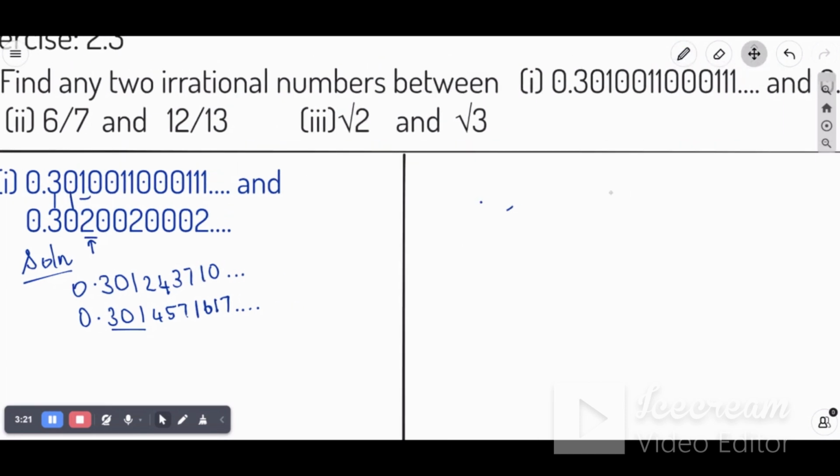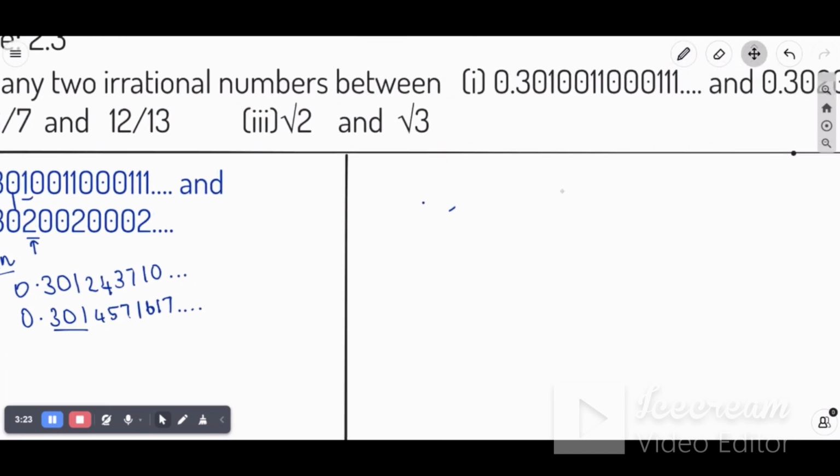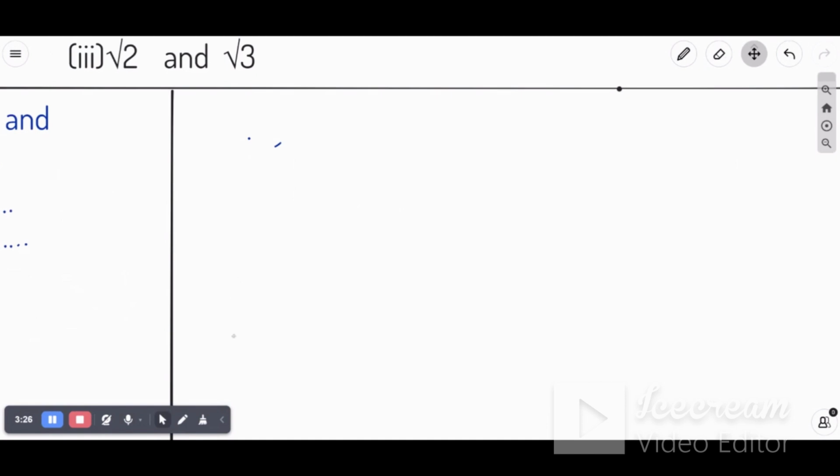The next question is 6 by 7 and 12 by 13. Let us start our solution. The second question is 6 by 7 and 12 by 13. First we have to write them in decimal form by expanding them, and then you can write your other two numbers. So let me start writing this in decimal form.